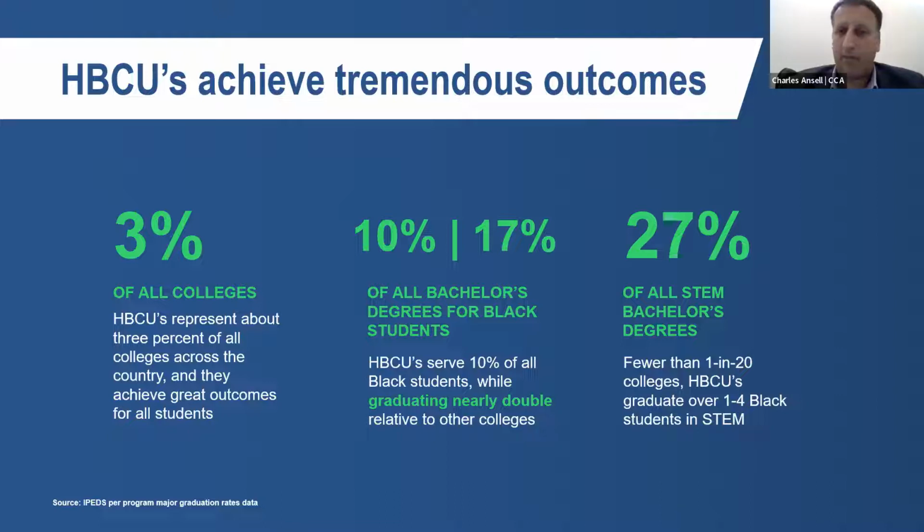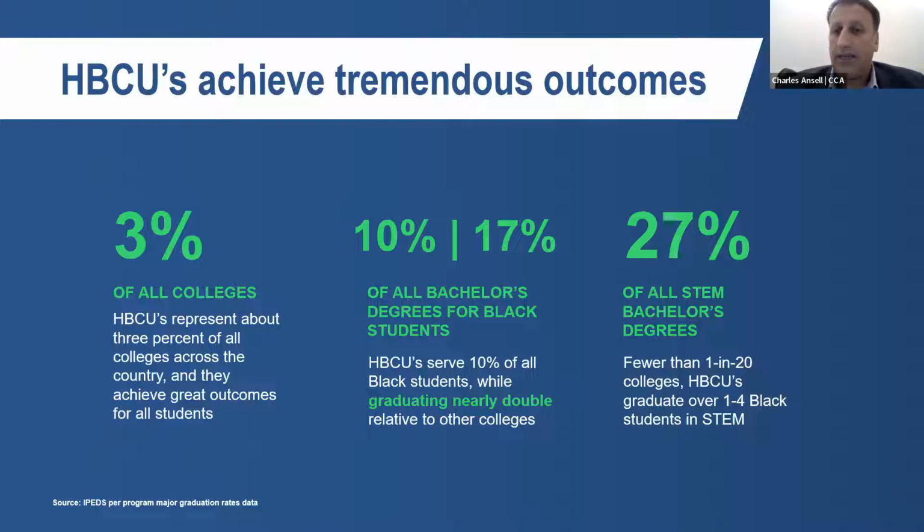So just as an example, and I could have pulled lots of different data for this slide, but this is just showing that while HBCUs represent only 3% of colleges across the country, they represent 10% of all bachelor's degrees for Black students, and graduate nearly double that number relative to PWIs, and they represent more than a quarter of all STEM bachelor's degrees, which is pretty incredible. I mean, that's multiples more than the 3%. That's 9 times the 3% of all colleges that they're representing.